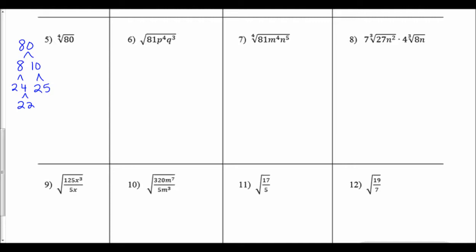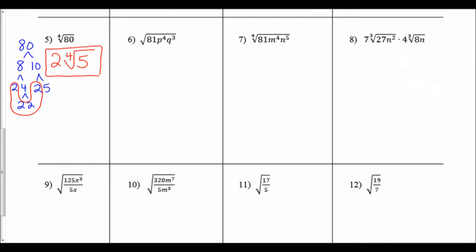When I break down 80, I have 2 times 2 times 2 times 2 times 5. So I have 4 2's. I need a set of 4 for one of those 2's to come out from underneath my 4th root. I still have a 5 that didn't have any partners, so it stays inside. And the 4th root of 80 simplified is 2 times the 4th root of 5.